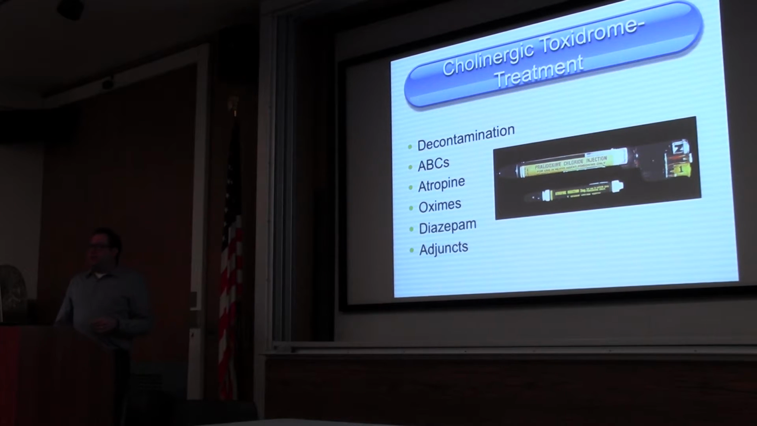And Pralidoxime is a cholinesterase reactivator. So it basically kicks the organophosphate off of the cholinesterase and regenerates enzyme that can be effective. That only works up until the point that the enzyme has aged. If it's aged, then the oxime won't work anymore.